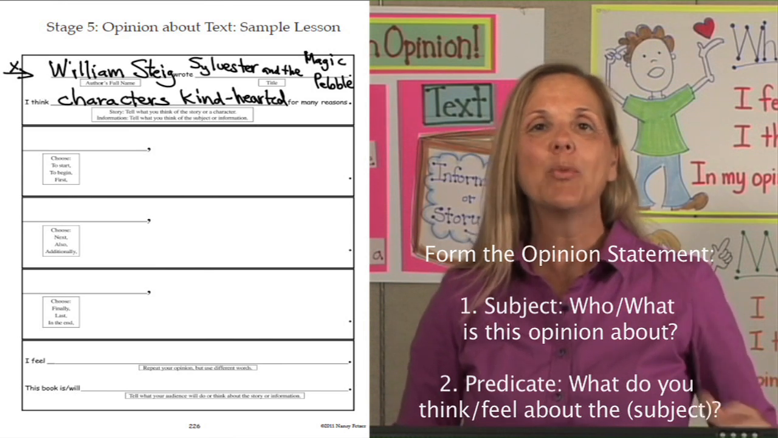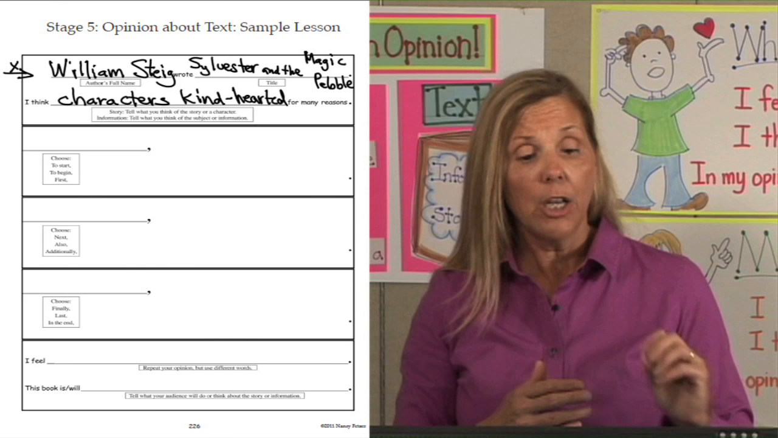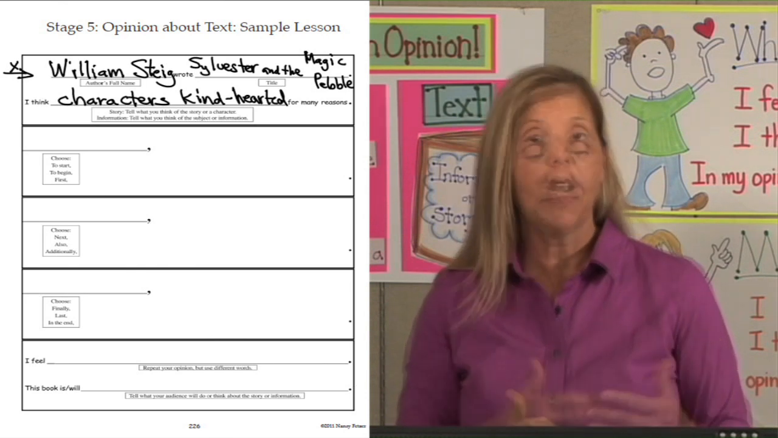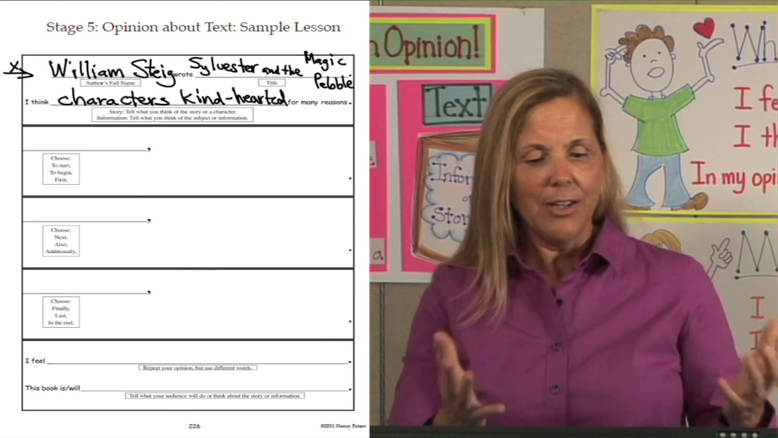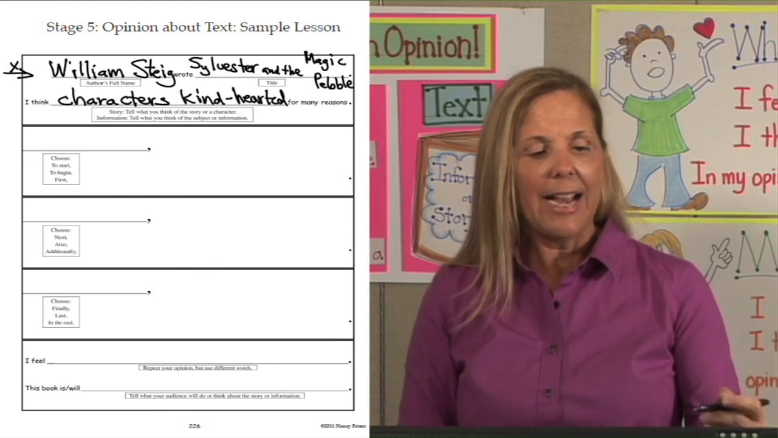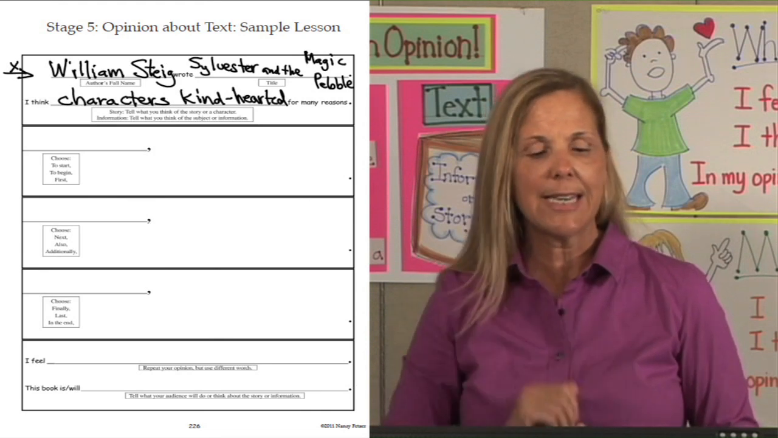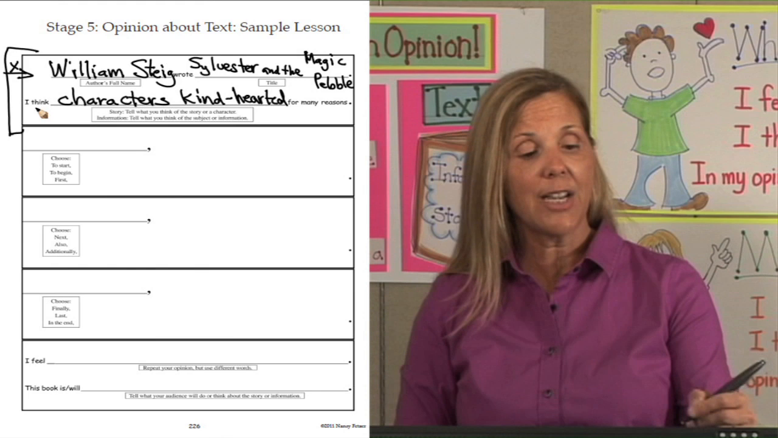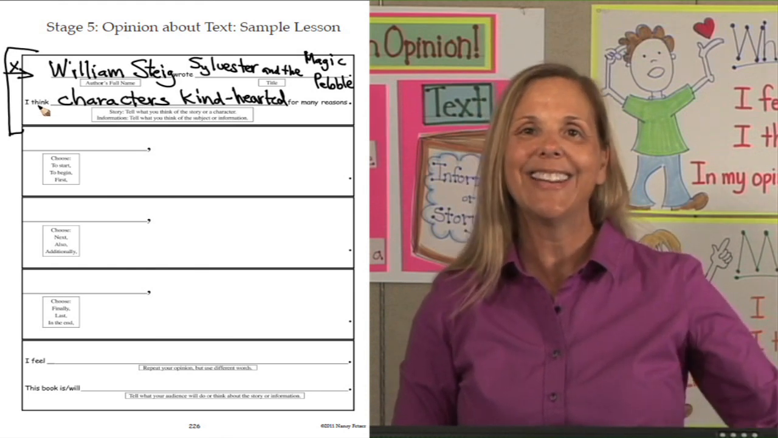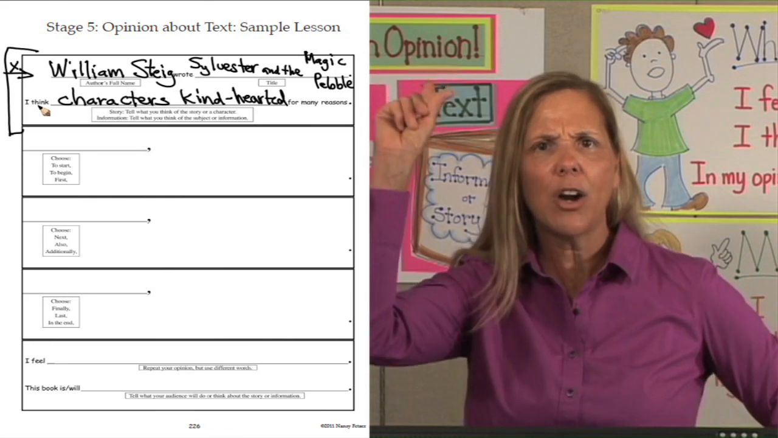Let's go back and read our opinion now. The author, William Steig, wrote the book, Sylvester and the Magic Pebble. I think the characters in this story are kind-hearted. Notice that I am saying are kind-hearted. When you give an opinion, you want to stay in present tense. We had our quick summary where we just told the author and title, and now we've given our opinion. So, boys and girls, we told the author and title and our opinion.